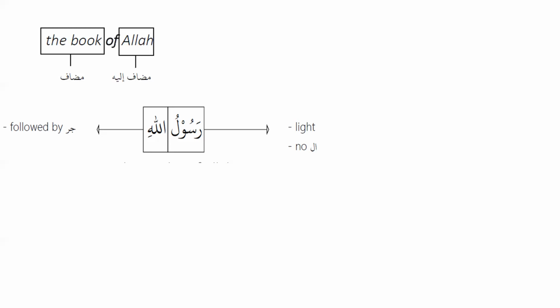But this is an example of an idafa. So these two words together, Rasulullahi, meaning Rasul of Allah, is a phrase. This is called idafa. This phrase has two parts, mudaf and mudaf ilay. The word Rasulu is mudaf. Why? It comes before the "of." And the word Allahi is mudaf ilay because it's in the jar status, followed by the jar. So it clearly says here: light, no alif lam, and jar. Everybody clear, inshallah? Okay, very simple lesson, but you have to understand it.